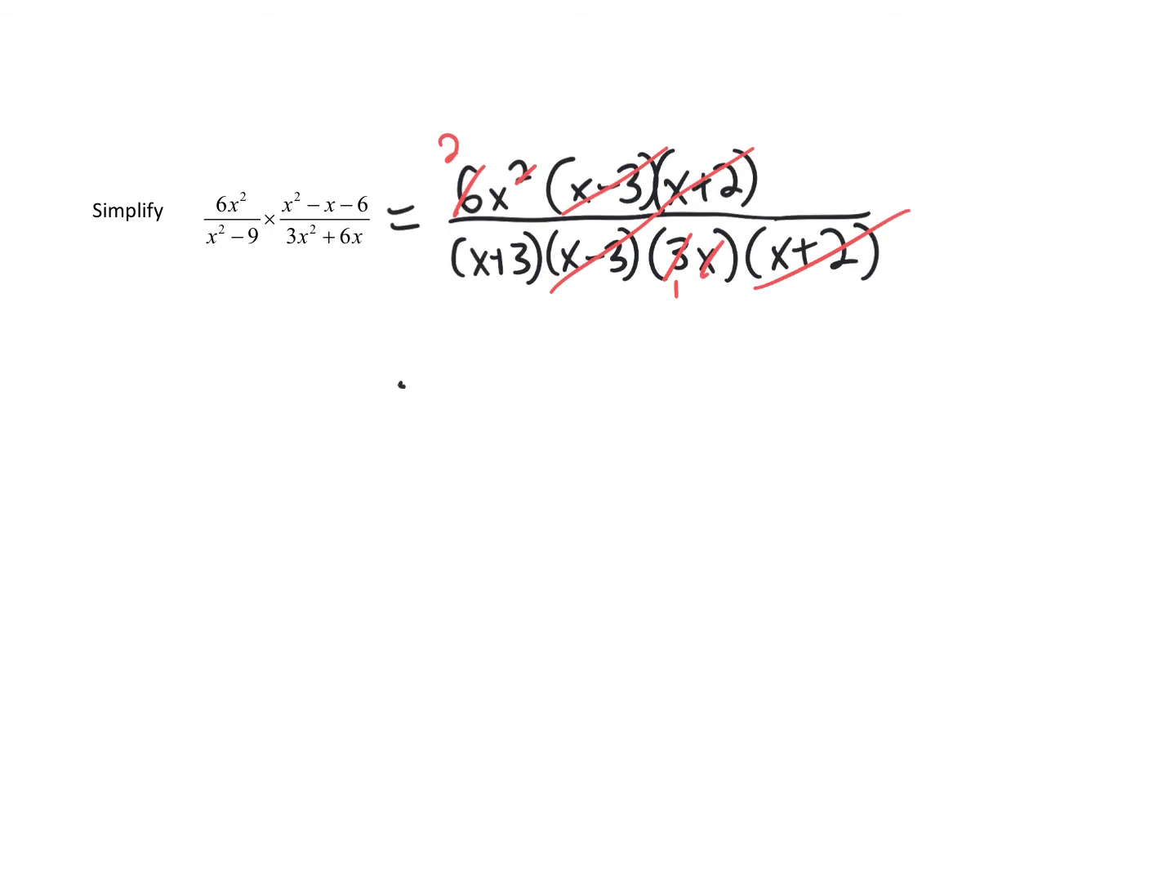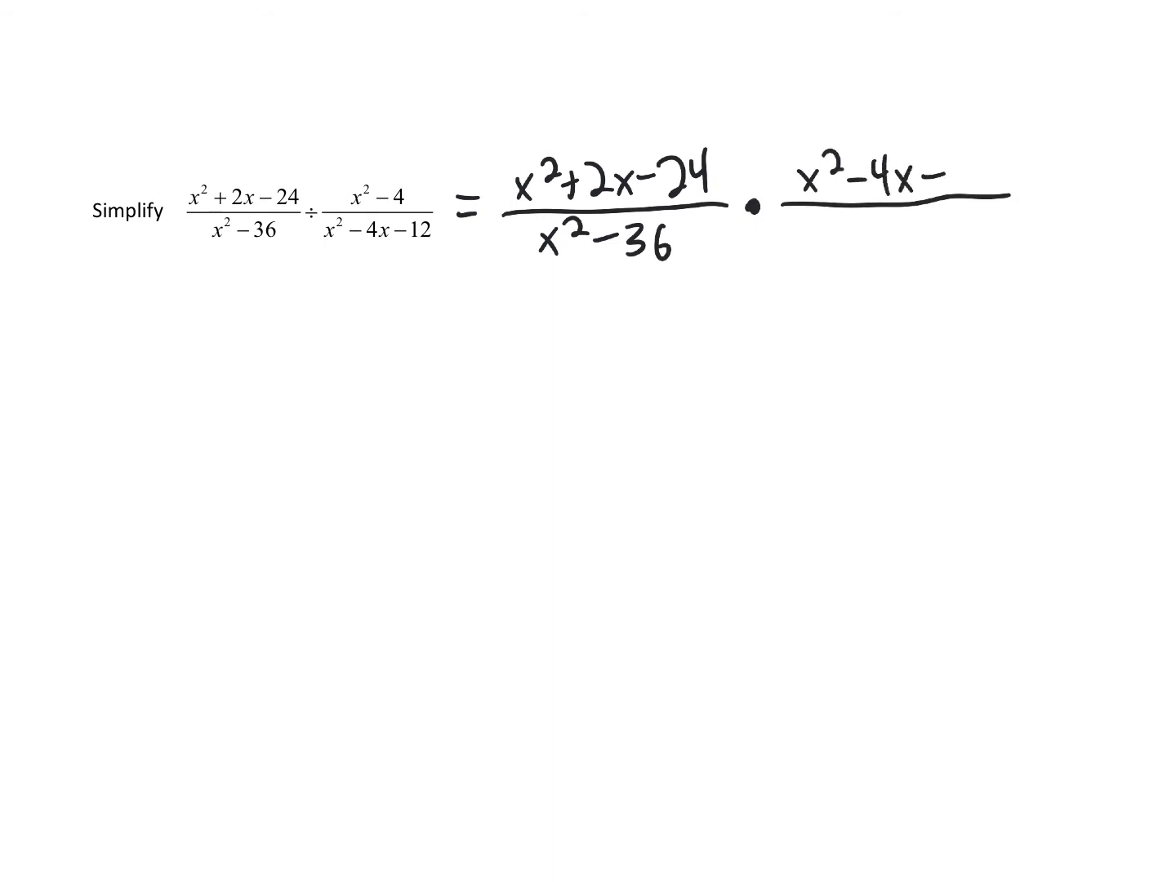Now we can just simplify. We have a 2x over x plus 3. With division, the first thing we do is invert and multiply. So the first fraction stays the same. We change it from division to multiplication, and we flip the second fraction.